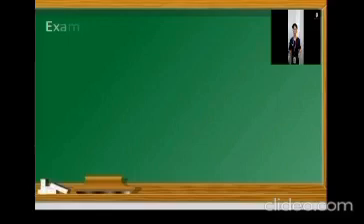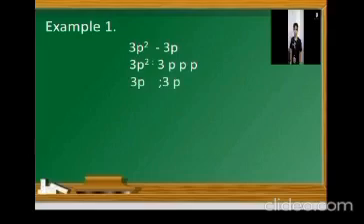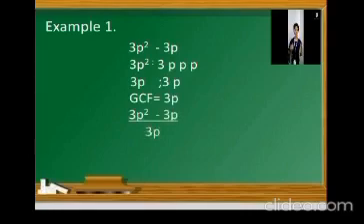Now we are going to solve some examples using our simple method. We are going to factor the polynomial 3p squared minus 3p. By using prime factorization, the GCF of 3p squared and 3p is 3p. Now we are going to divide 3p squared minus 3p by the GCF. And the result will be p minus 1. Then combine the GCF 3p and p minus 1. And that is our final answer.